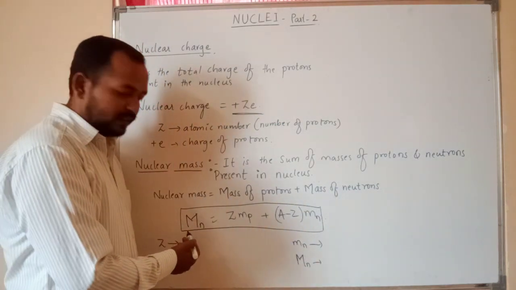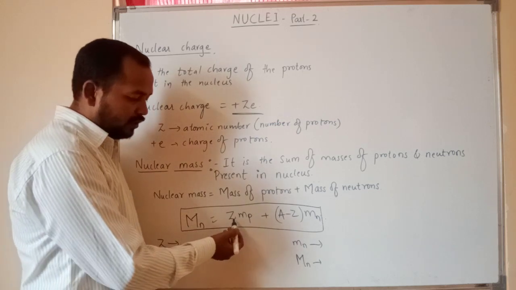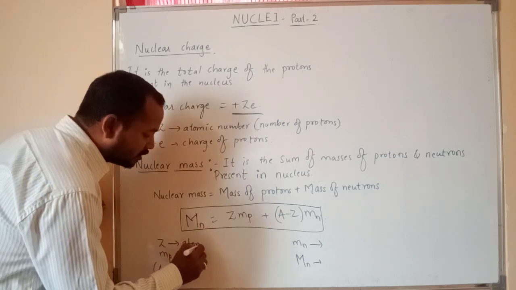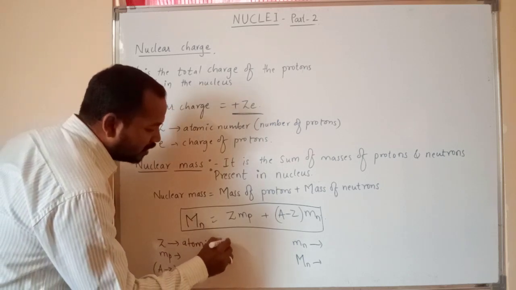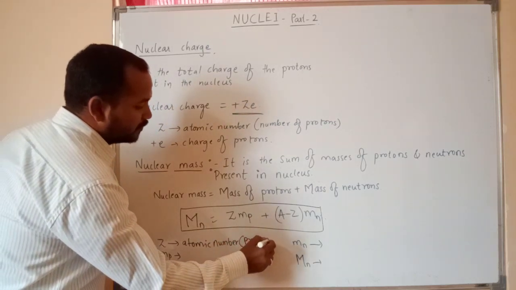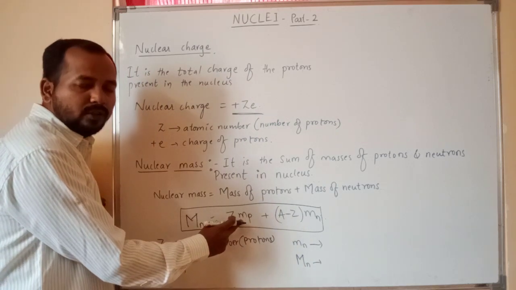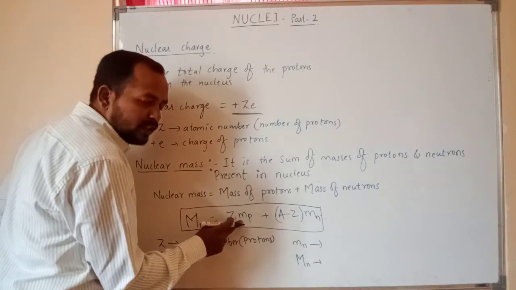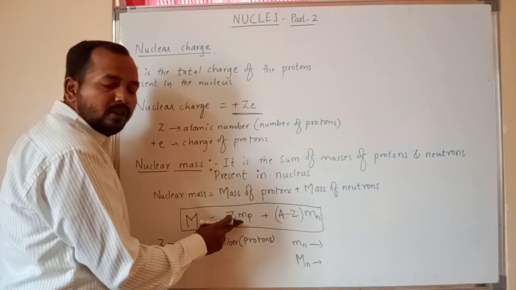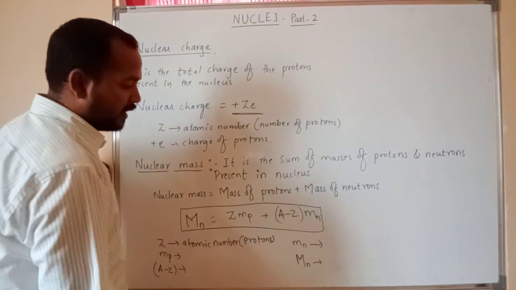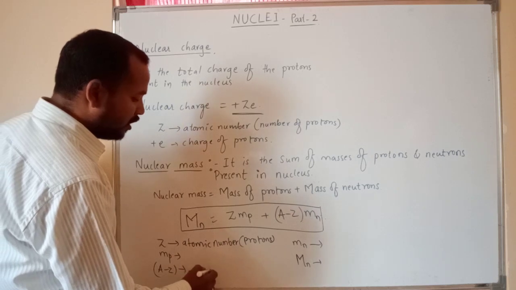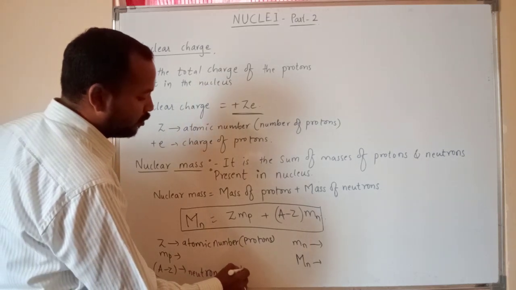So Mn here is the mass of the nucleus, which is equal to Z into Mp, where Z represents the atomic number or number of protons, times the mass of each proton. We know the mass of each proton is 1.00783 unit. Plus A minus Z. What is A minus Z here? A minus Z is the neutron number, or number of neutrons.